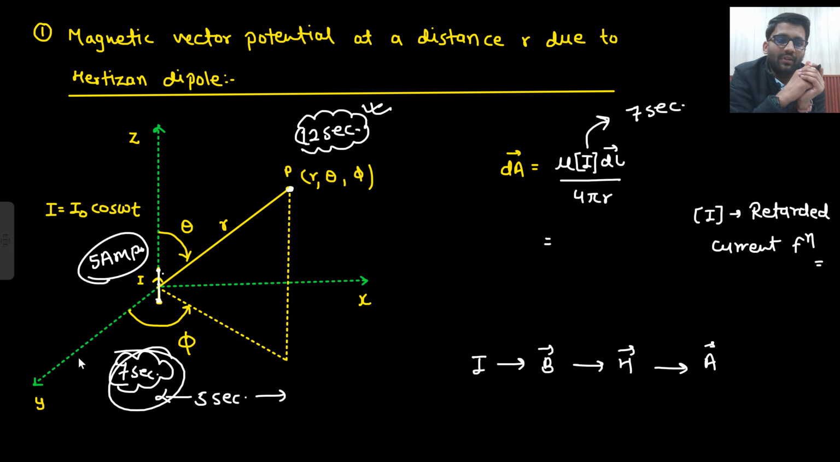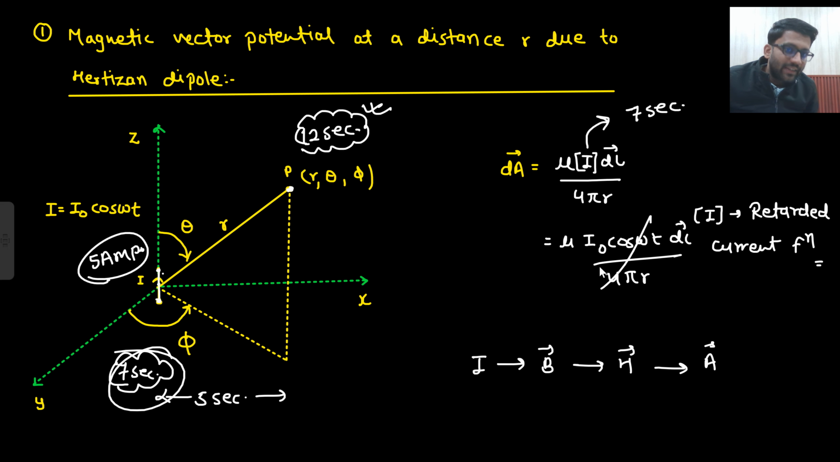Are you getting this point or not? So some previous current you are writing. What I mean to say is that if I had written the value of current as I naught cos omega t, then dl vector divided by 4 pi r, that would be wrong. Why would that be wrong? Because if I write cos omega t, that means I am saying that whatever current was generated at time t, because of that current I am having the magnetic vector potential at point P.